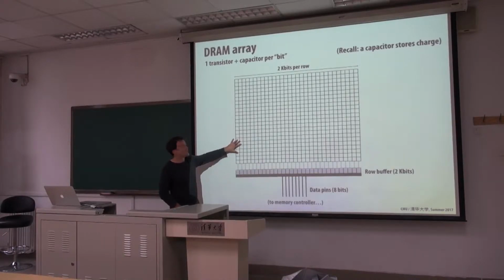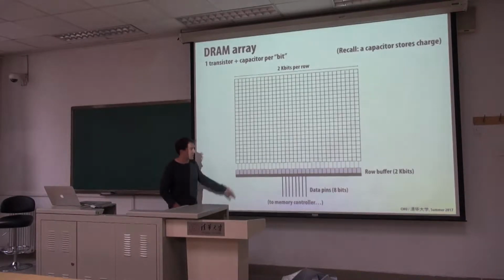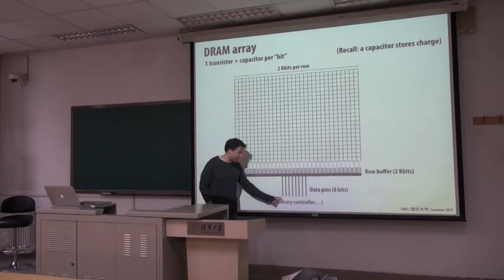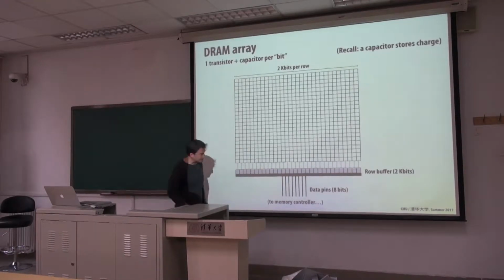So this is my DRAM chip, and it's an array of capacitors, organized into rows and columns. In this example, I have 2 kilobits per row of the DRAM. Then down here, I have 8 data lines, or 8 wires, connecting this DRAM chip back to the processor. This is the memory bus. It is an 8-bit memory bus. These wires go back to the processor.